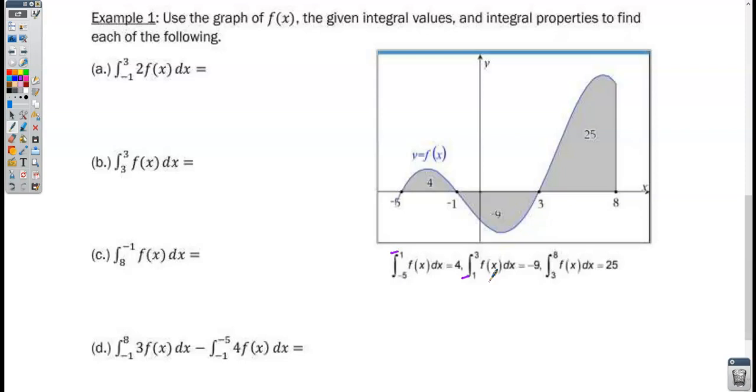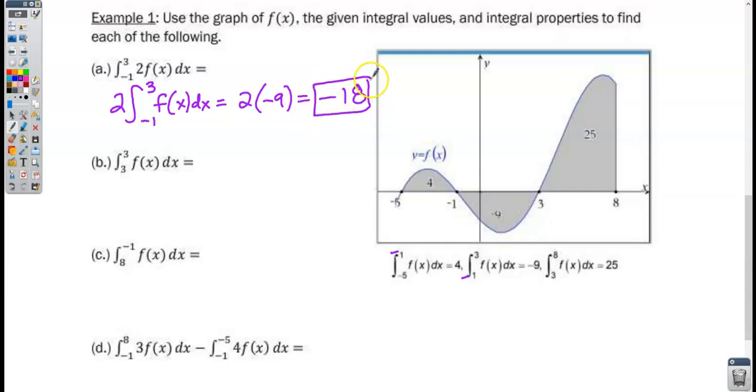So let's go ahead and use our properties. First, the integral from -1 to 3 of 2f of x dx. To simplify this, we've got a constant multiple. I can bring the constant multiple out, and the value of this is going to be equal to 2 times the integral from -1 to 3 of f of x, which we're told is -9. And therefore the value of the integral from -1 to 3 of 2f of x dx is -18.